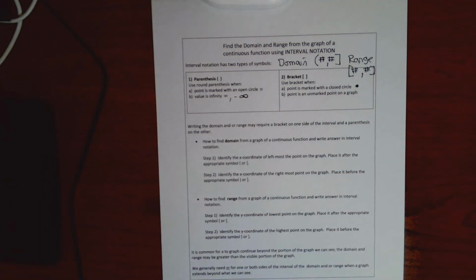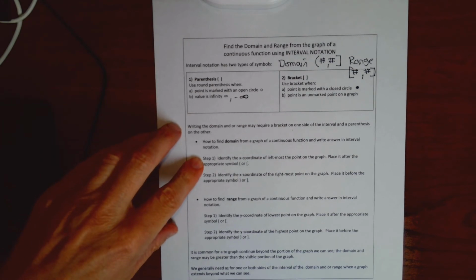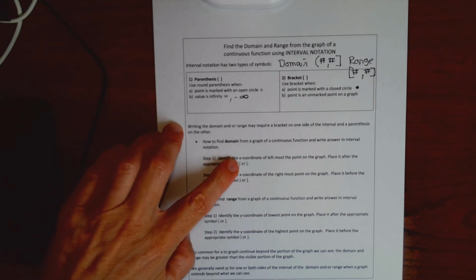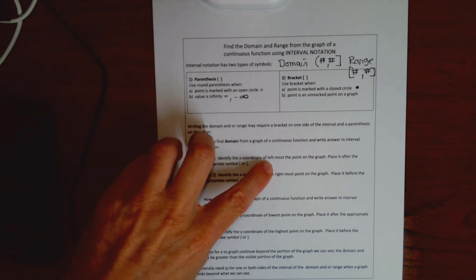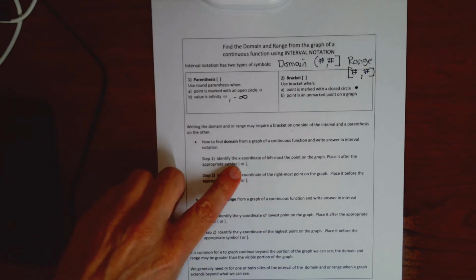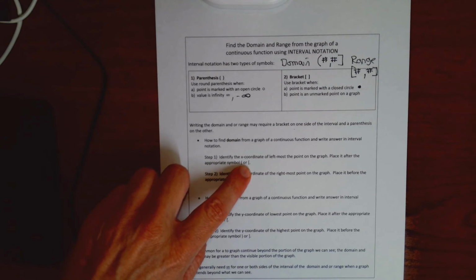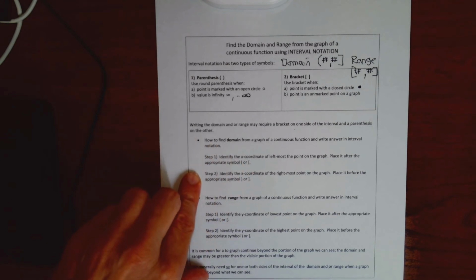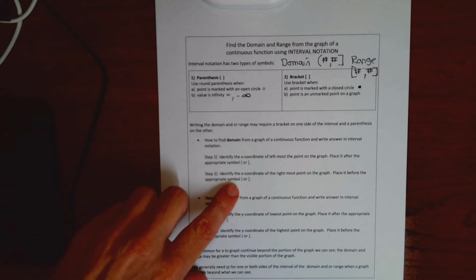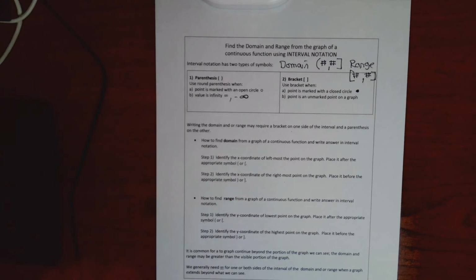So how do I find the domain and range when I'm given a graph? Not particularly hard to do. To find the domain if I'm given a graph, I identify the x coordinate of the most left point on the graph, place it after the appropriate symbol, either a round bracket or a square bracket, and then I identify the x coordinate of the most right point on the graph, place it before the appropriate symbol. Let me show you in terms of problem 20.